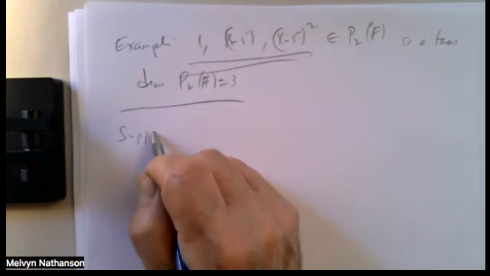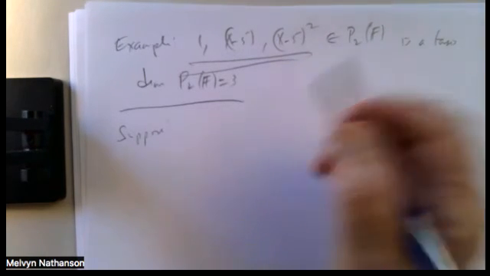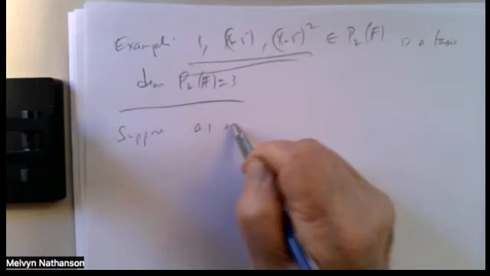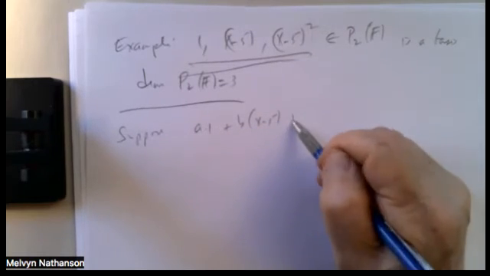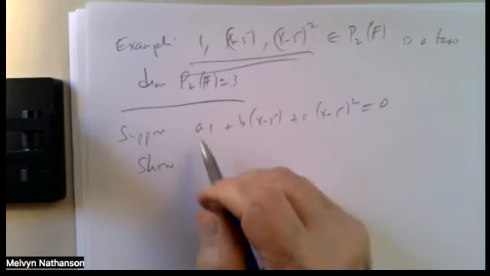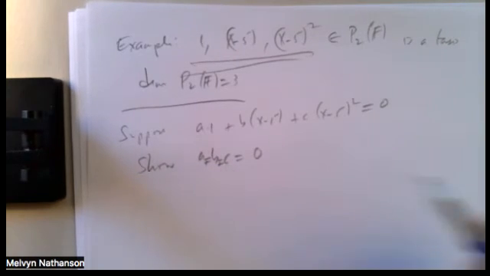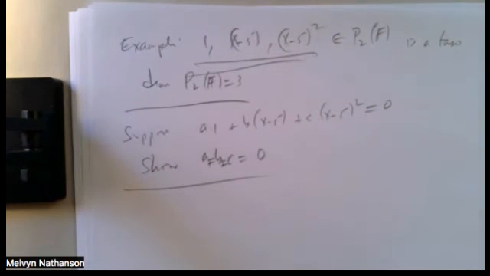So suppose some linear combination of these, a times 1 plus b times (x minus 5) plus c times (x minus 5) squared, equals 0. Show a, b, and c are all equal to 0. Okay, I'm going to pause for a moment and give you a chance to do that, and then I'll come back in a minute or two and see how it goes.